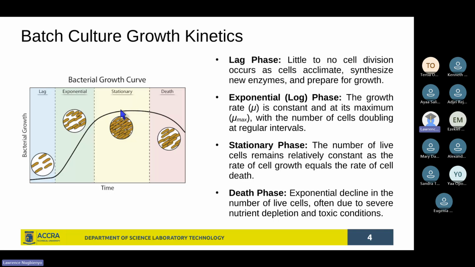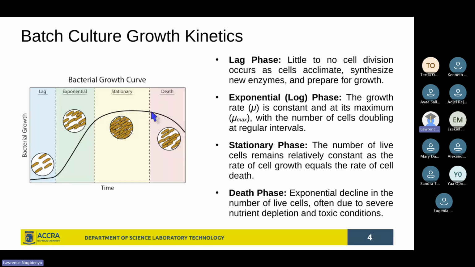And then you have the number of live cells remaining constant over this stationary period of time until you get to a point where you're having some opposite of what was occurring with the growth or the exponential phase.